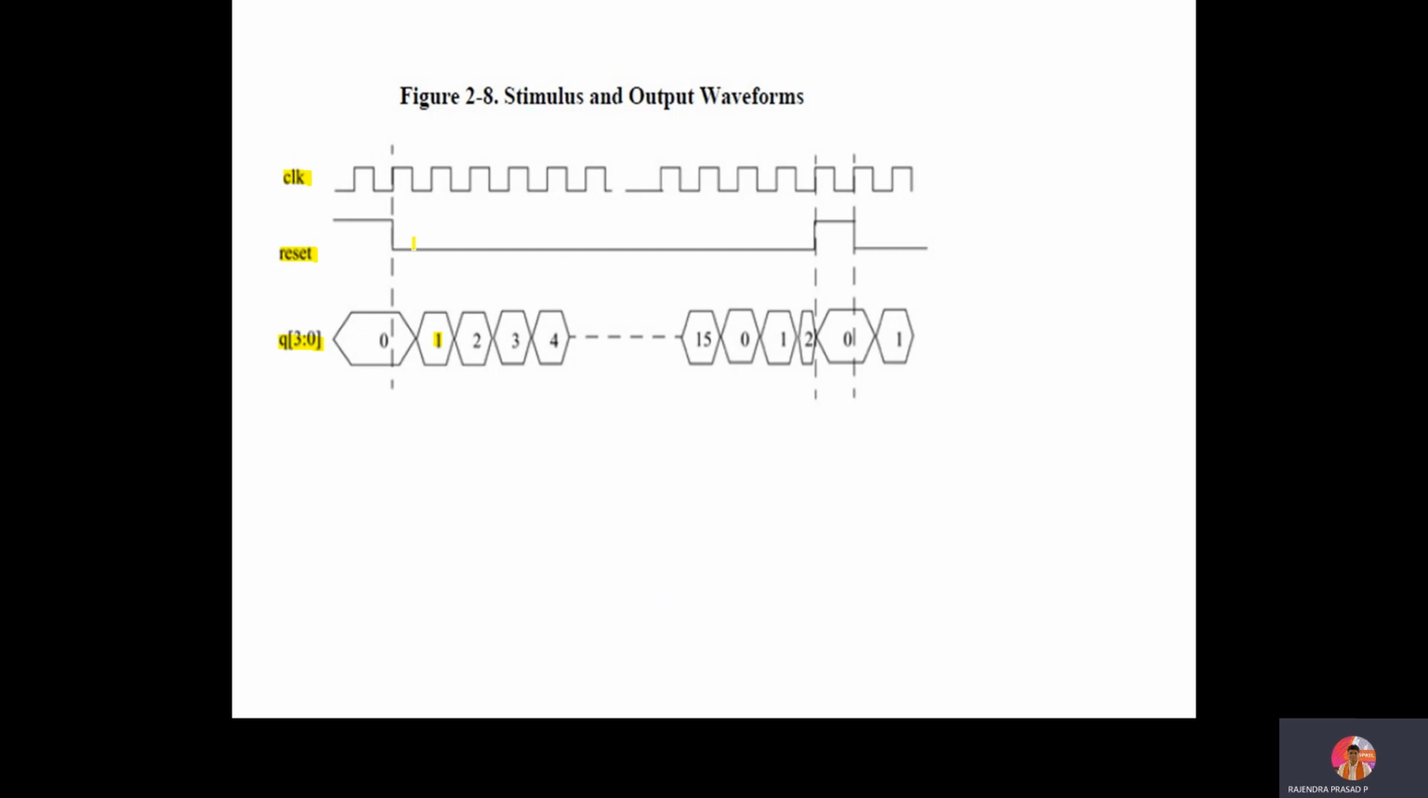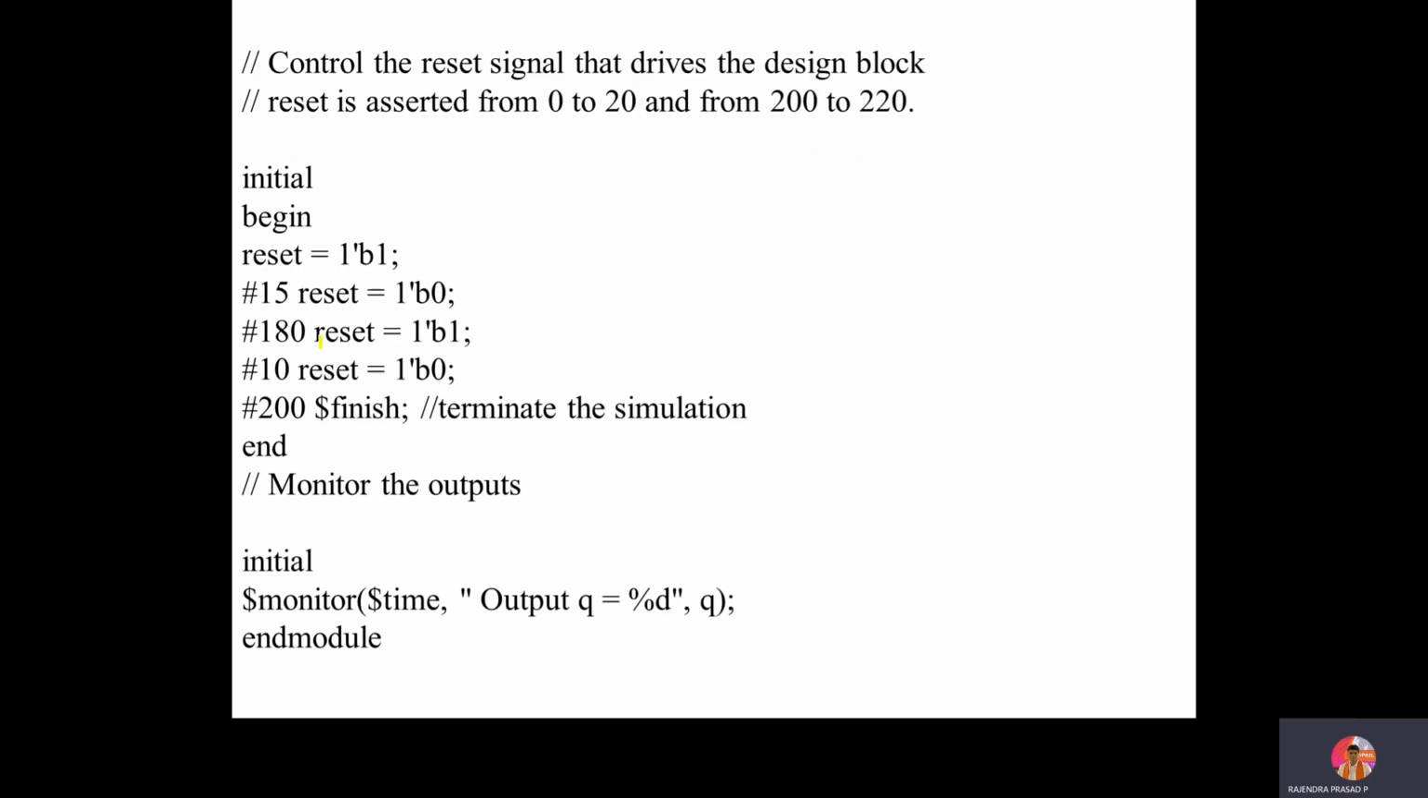When reset is 0, what will be your output? Output will be 1, 2, 3, 4, 5, 6, 7, 8, 9, 10, 11, 12, 13, 14, 15, then 0, 1, 2, 3, and so on. Till what duration of time? Till the duration of 180 seconds. After 180 seconds, for 10 seconds, it becomes 1 again.